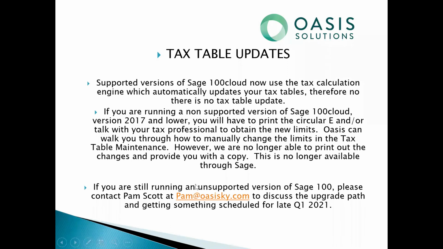And the final thing is if you are still running an unsupported version of Sage 100, especially if you have payroll, I would strongly encourage you to get upgraded as quickly as possible. Now, obviously, there's not time to get that upgrade completed before the end of the year, but I can start the upgrade process and the pre-upgrade analysis before the end of the year, and then get you scheduled in Q1 of 2021 to get that upgrade taken care of.